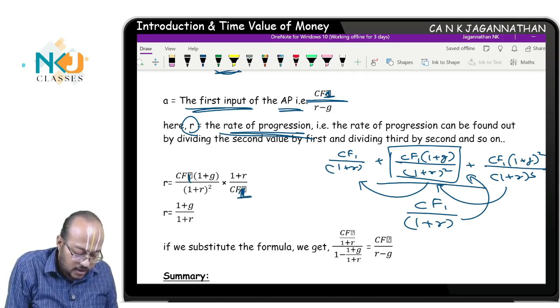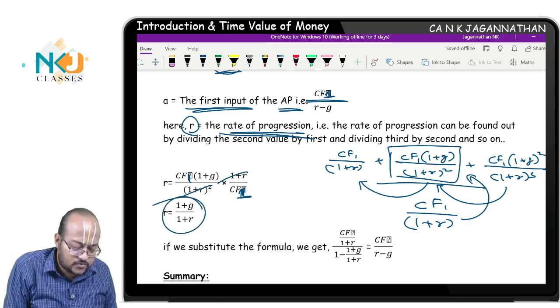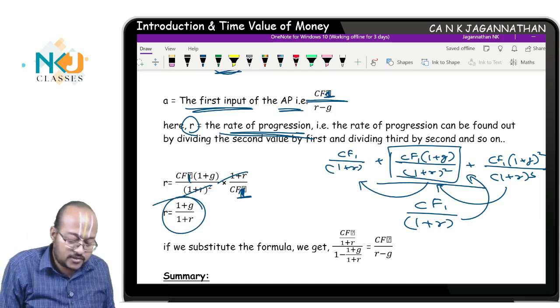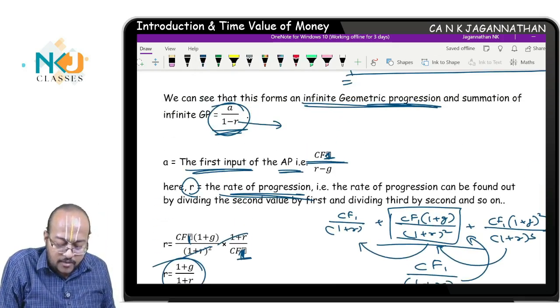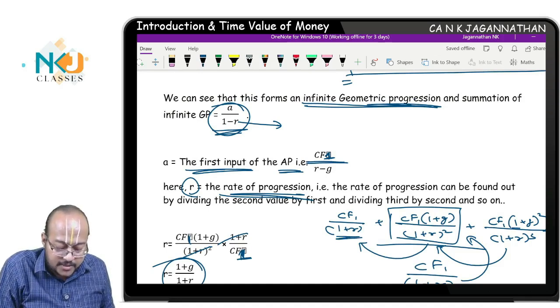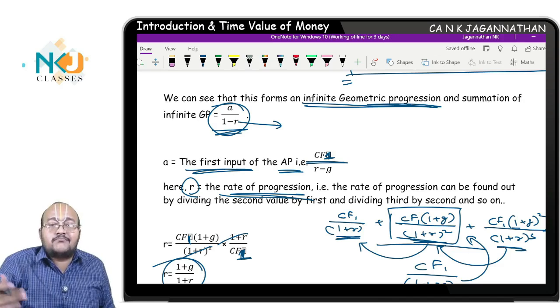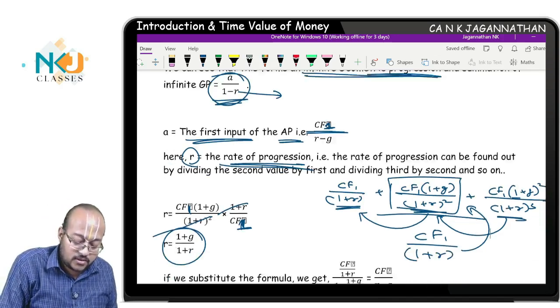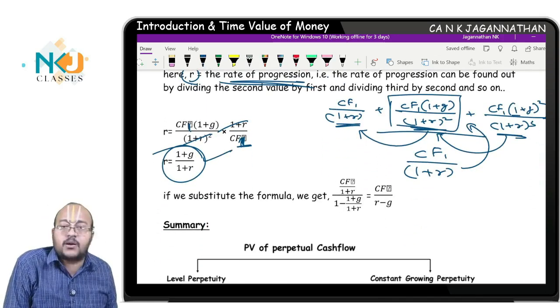This is cash flow 1. So what you will get, this R plus R, 1 plus R will get cancelled and you will get R as 1 plus G divided by 1 plus R. Very simple. If you carefully observe, the 1 plus G keeps on getting added in the numerator. Like this, in the denominator, 1 plus R keeps on getting multiplied. Are you all understanding? So the progression is nothing but 1 plus G divided by 1 plus R.